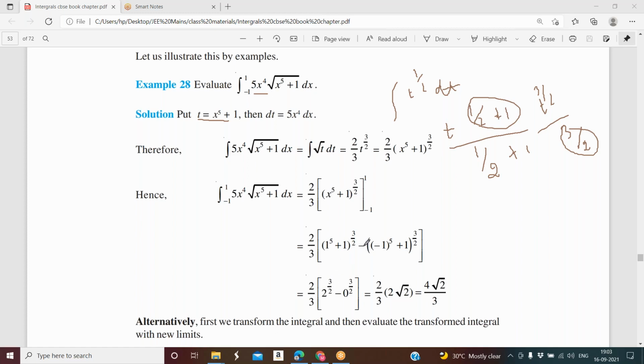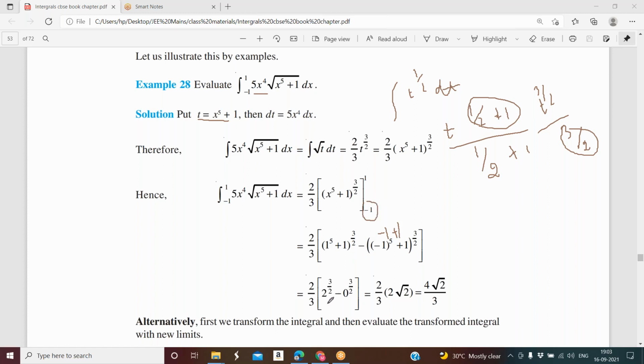Then minus. We'll have minus in the middle. Now substitute the lower limit. What is the lower limit? Minus 1. We have to substitute it for x. So substitute x equal to minus 1. What is minus 1 whole to the power 5? It is again minus 1. So (minus 1 whole to the power 5 plus 1) whole to the power 3 by 2. Minus 1 plus 1 is 0. So in the lower limit, I am getting 0.